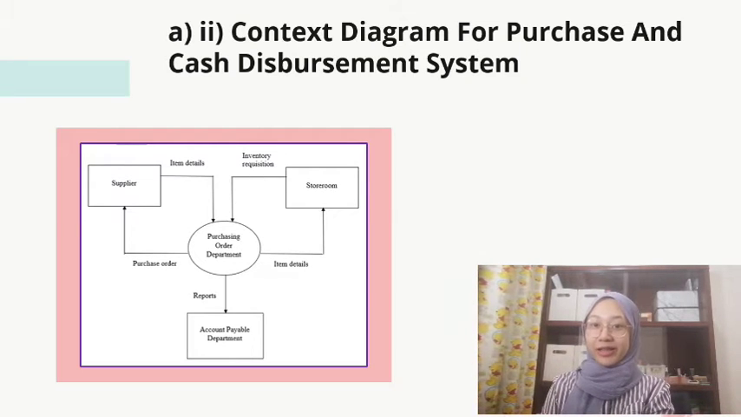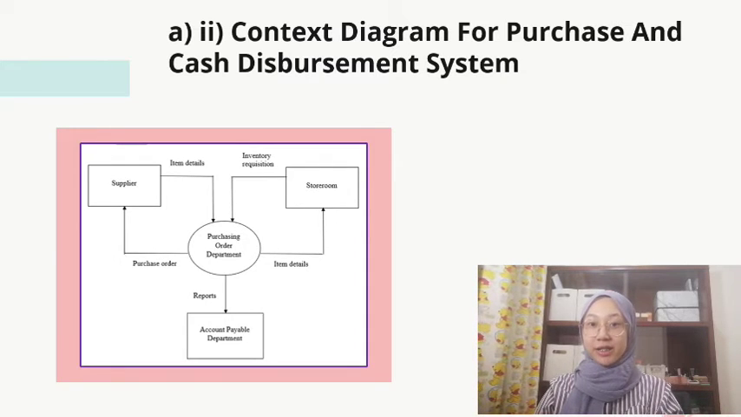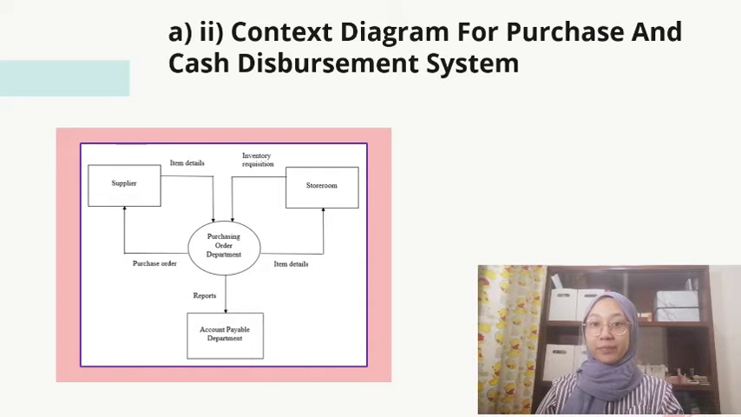Next, I'm going to explain about the context diagram for the purchase and cash disbursement system. The context diagram shows the system under consideration as a single high-level process and then shows the relationship that the system has with other external entities. So for the external entities, we have supplier, storeroom and account payable department.